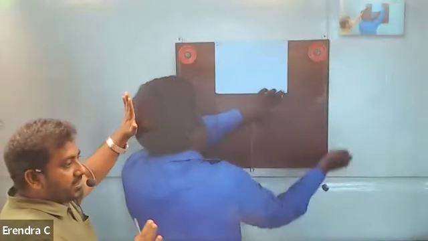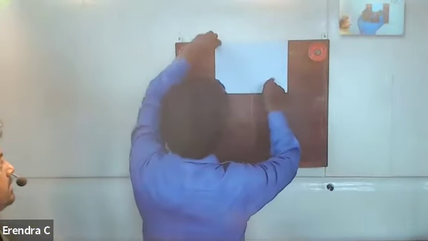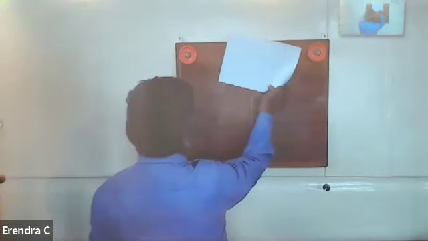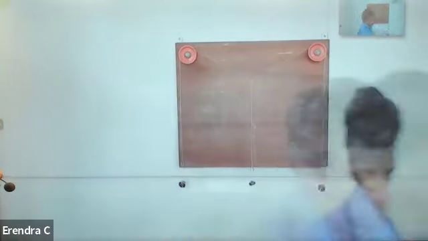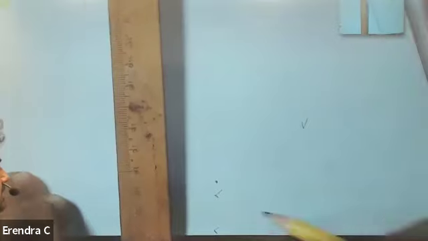So there you go. Set square is kept. We make sure that the string doesn't move. That's the requirement. String should not move. Then the sheet of paper is taken out. These are your points.